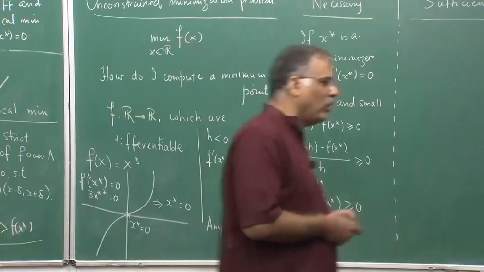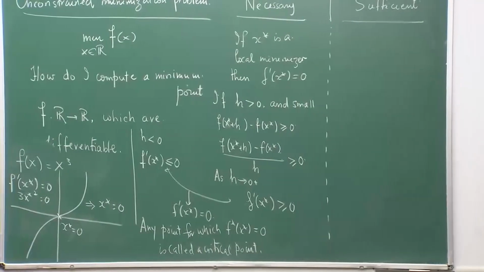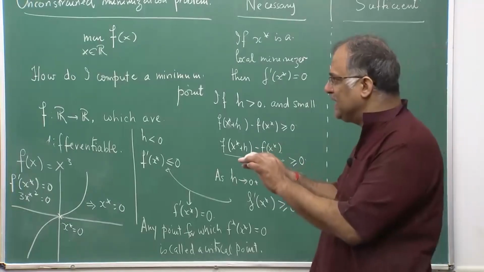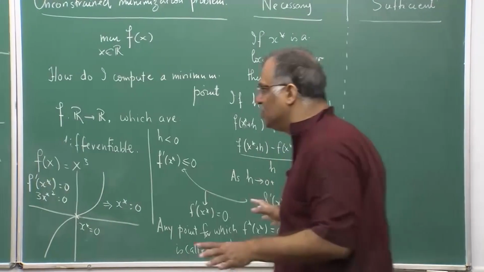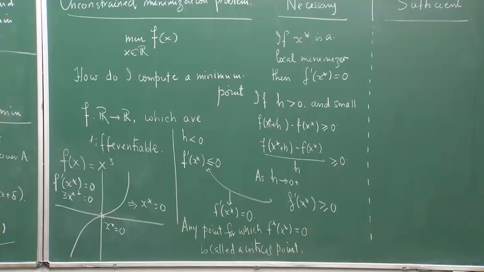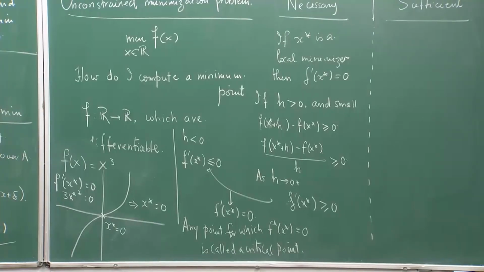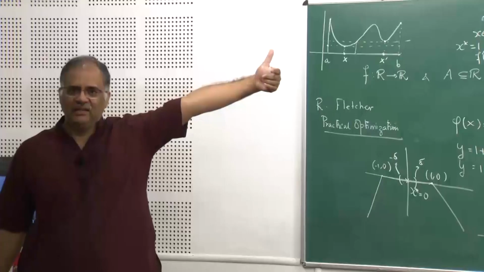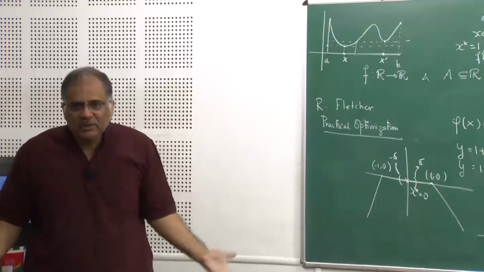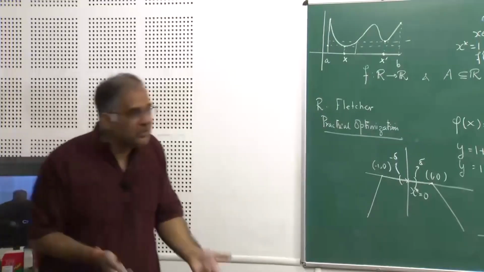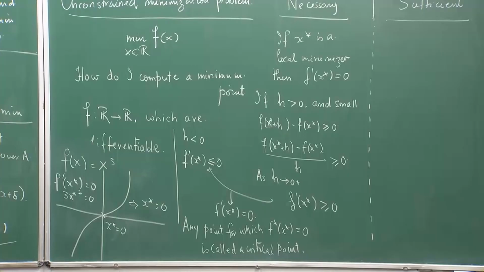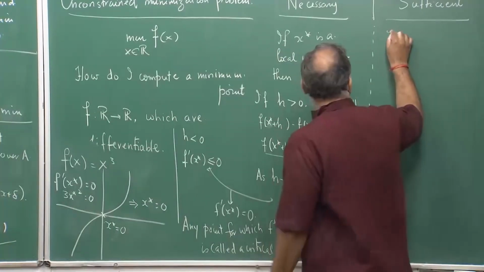So, what additional information do you need? If I find a point x star such that f dash x star equal to 0, the only thing that I can tell about that point is that it is a critical point of the function, or a stationary point, as physicists like to call it. If I have that point, there is no way I can say that that is a minimizer. So, there must be some additional conditions required, and for those conditions I need f to be twice continuously differentiable.